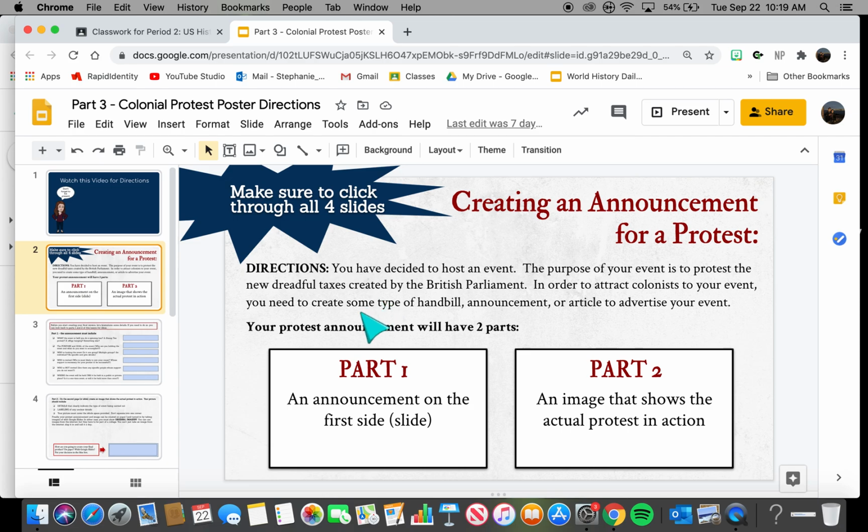The first slide tells you to make sure to click through all 4 slides. You're creating an announcement for a protest. Directions: you have decided to host an event. The purpose of your event is to protest the new dreadful taxes created by the British Parliament. In order to attract colonists to your event, you need to create some type of handbill, announcement, or article to advertise your event. Your protest announcement will have 2 parts: an announcement on this first slide, and part 2, an image that shows the actual protest in action. I'm going to go over what I mean by those 2 things in the next slides.